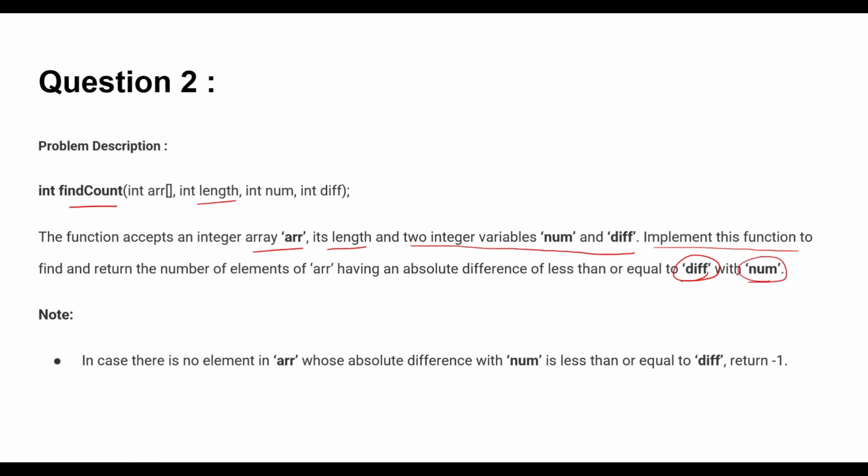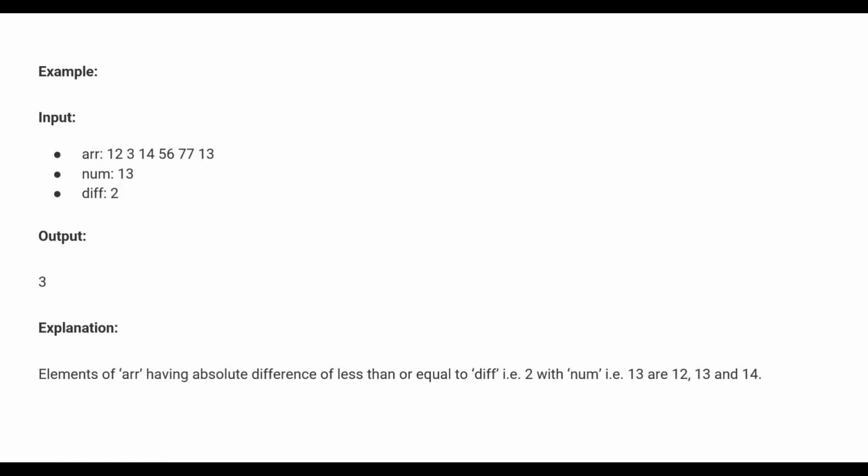Okay, with the num. What this function tells us is that you will be given an array and two variables, number and difference. So you have to find the elements of the array whose difference with the number is within the limit, and then you have to return the count. In case there are no elements in the array whose absolute difference with num is less than or equal to difference, then return -1. Okay, we'll see the example.